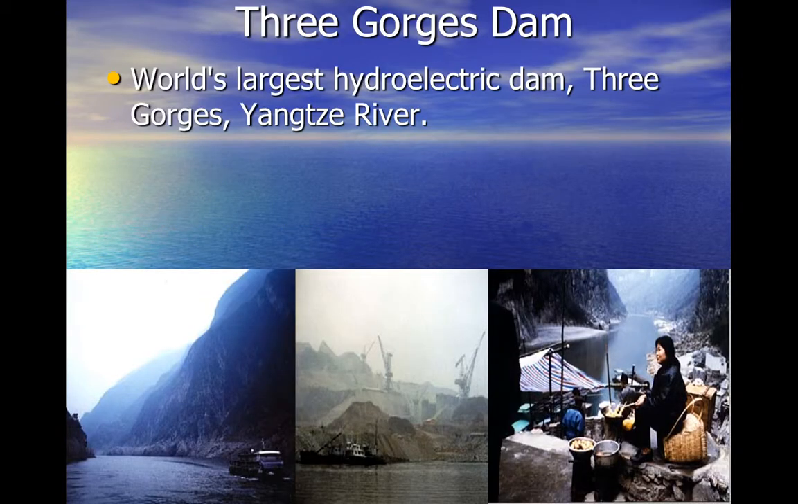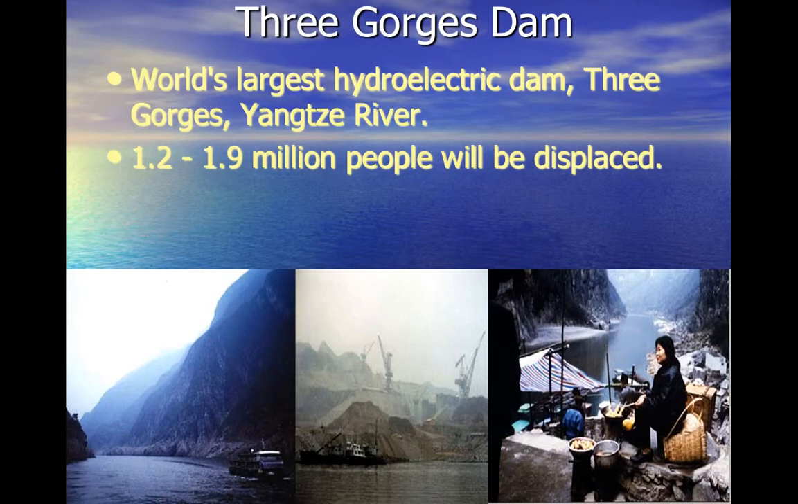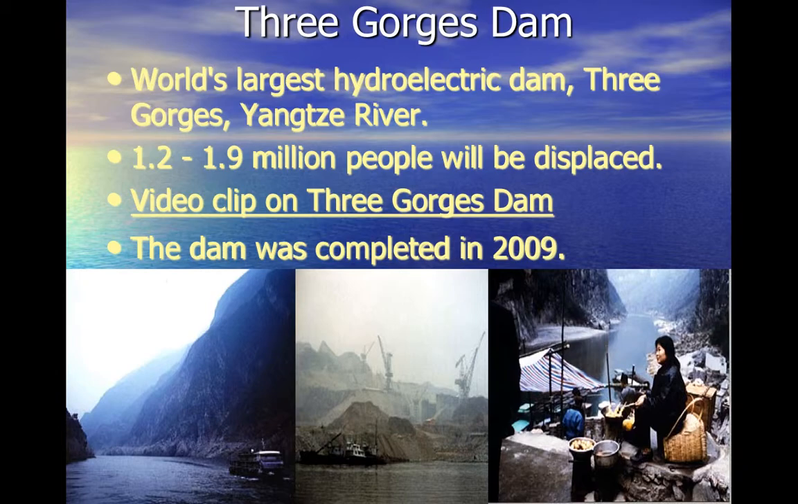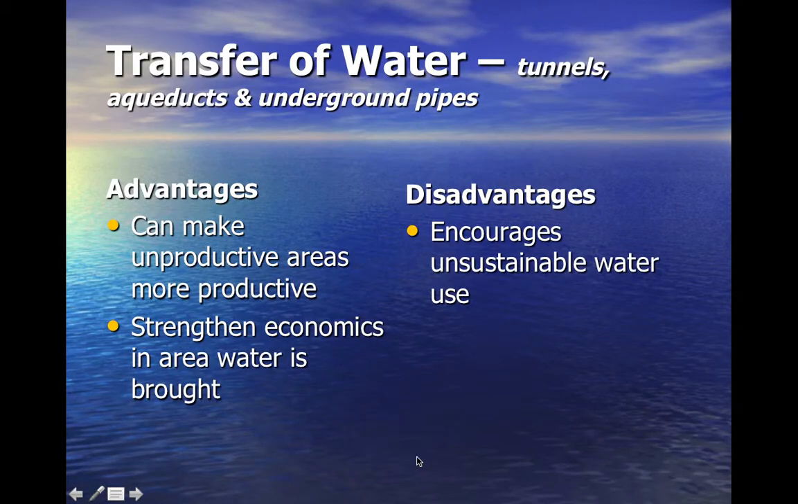The Three Gorges Dam is the largest dam in the world. It was opened in 2010. There is a video clip here. I will be posting it on Edmodo for you to watch. Basically 1.2 to almost 2 million people were displaced off of this. Very important. It was a cropland, big area, and as you can see, it has created a huge reservoir.